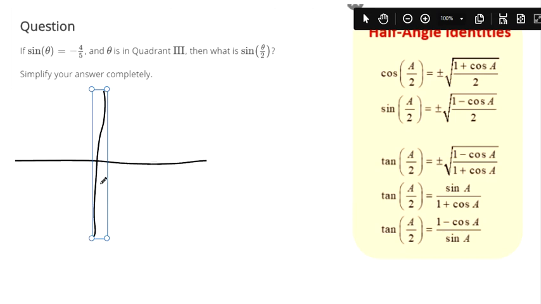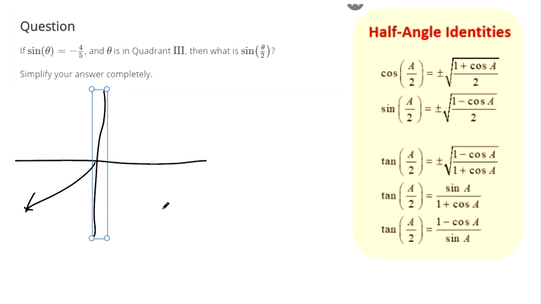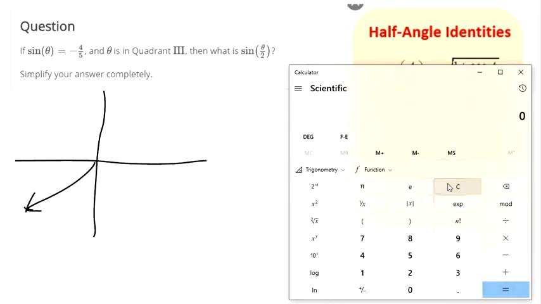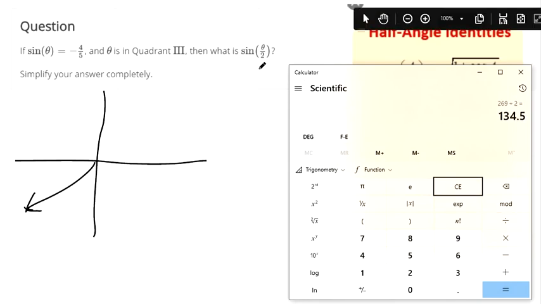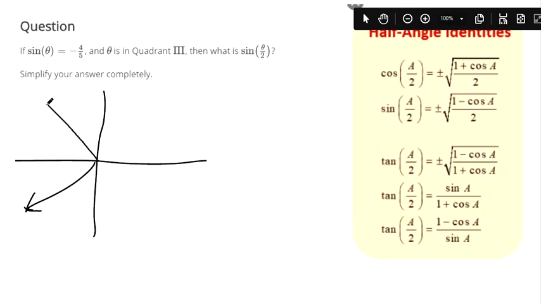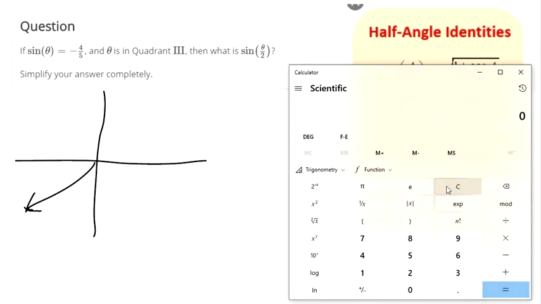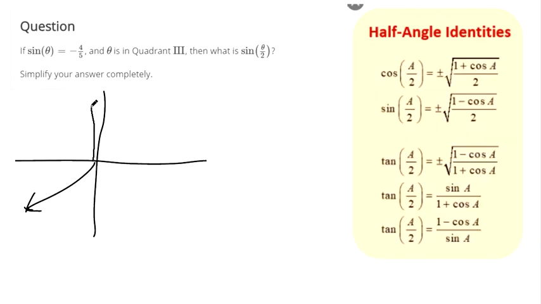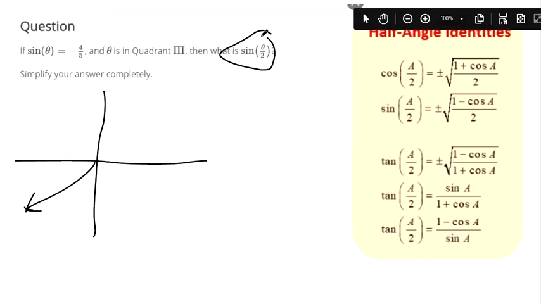Same approach for this one. Theta ends up somewhere here in quadrant 3 according to this problem. So that means it's somewhere between 180 and 270 degrees. So if it was 269 degrees, and if we divide it by 2, then we're at 134 degrees. So that's as big as it can go. If we take the smallest angle in the 3rd quadrant and divide it by 2, that's 90.5. So we can say something about sine of theta over 2. It has to end up somewhere here in the 2nd quadrant.